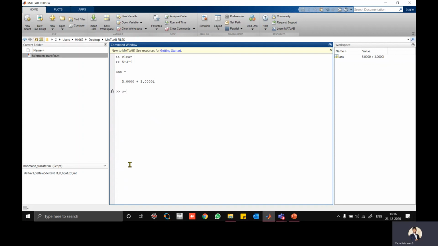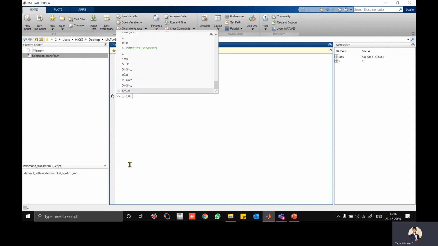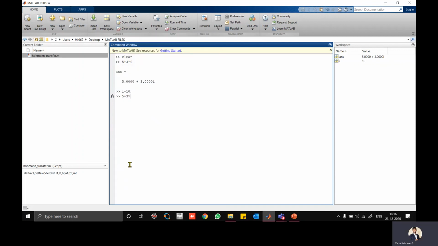Understanding? So maybe I can just say i equal to 10. Defined i equal to 10. Now for the same question, I can just remove this i and make it 10. Sorry, i. So see, the answer is changed. So if i is not defined, that will be considered a complex number. If it is defined and there is an operator between the numbers, it will be considered a number. If there are no operators, definitely it will be considered a complex number. Okay, so that is about the complex number.